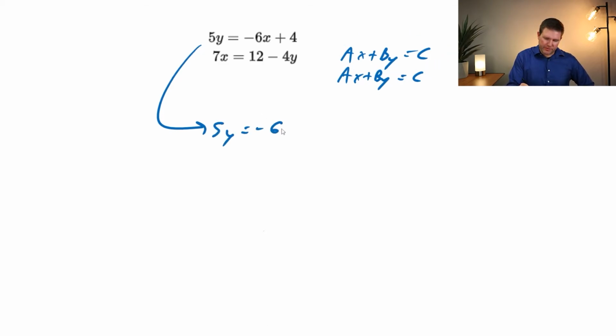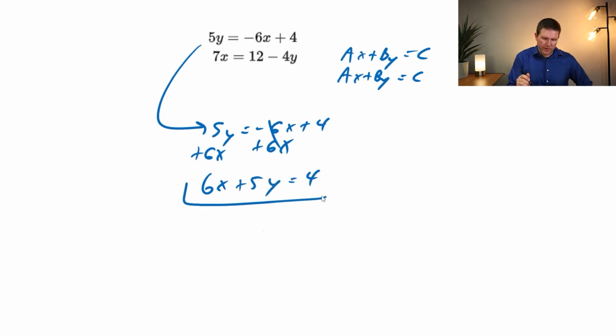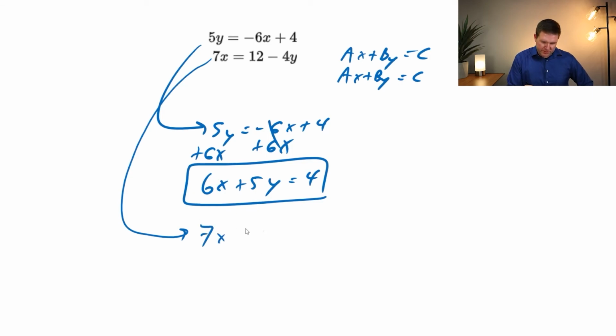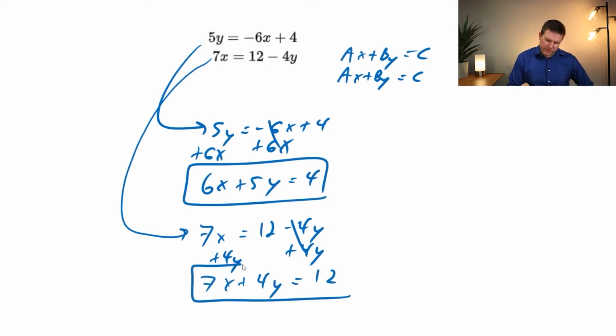So I'm just going to sort of copy this down, give some space, add the 6x over, and then rewrite with the 6x plus 5y equals 4. This one's good to go. And then how about this one over here? I would say what we should do is just add that 4y over, and we should be all set. So let's add the 4y. Boom, boom. 7x plus 4y equals 12. So this one's all good too.